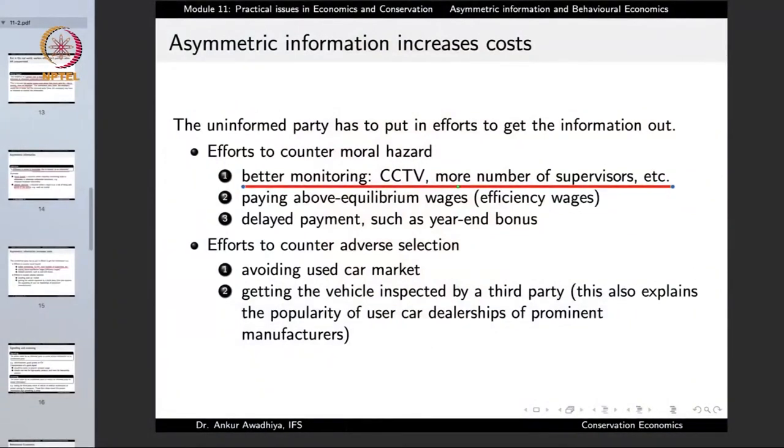Similarly, the owner may employ a few supervisors. Now, the salary of those supervisors is a cost that is being added to the cost of production. And so the surplus of the producer would go down because his costs are increased. Another option is to pay above equilibrium wages, such as efficiency wages. So paying above equilibrium wages is another way to solve the moral hazard. But then this also increases the cost.